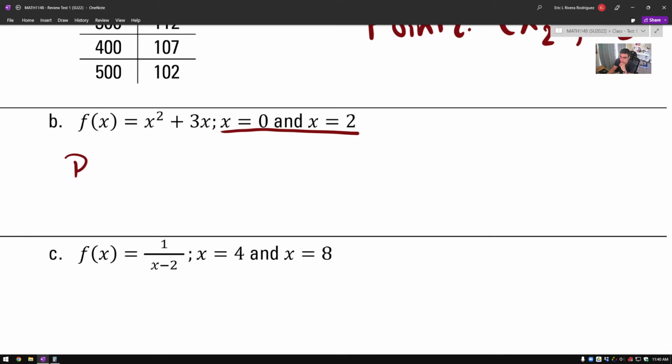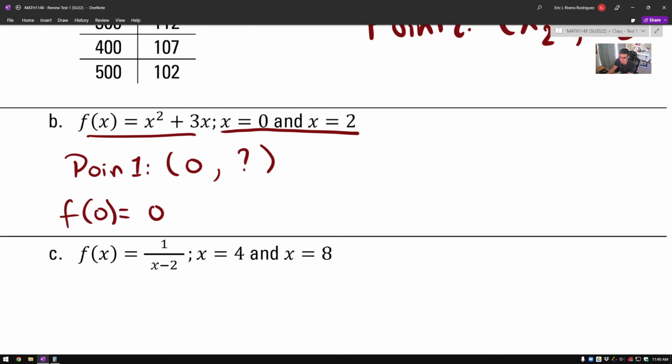So point 1, let's say that x equals 0 is point 1, but then we don't know the y value, but we have the function. So what we are going to do is take the function and plug in 0 into that equation, and then we get the y value. So the y value is 0.